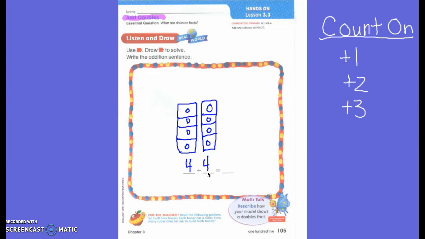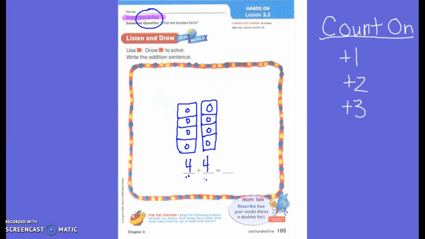What do you notice about the addends? It's the same number. So, first grade, I want you to listen. If it is the same number of addends, that is called a doubles math fact. If the addends are the same, what is it called, first grade? A doubles math fact.